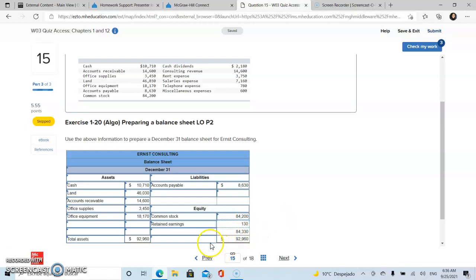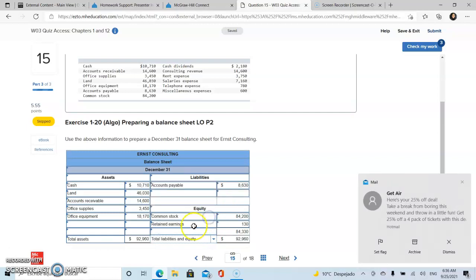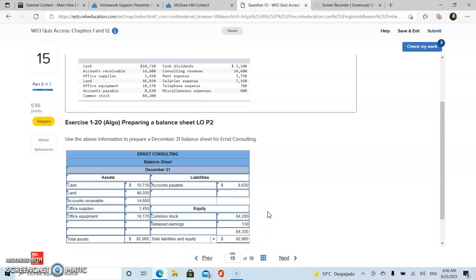Okay, so this is gonna be our total liability and equity. It's very important that we select liability and equity. It's very important that these two amounts are the same, because as we remember, assets equals the total of liability plus equity. And if we have the same amounts, that means that our statement has balance.